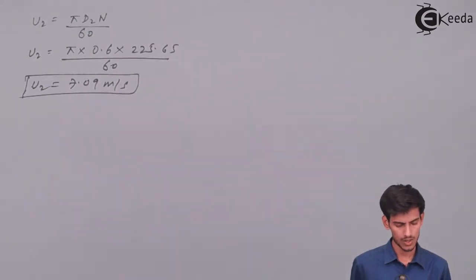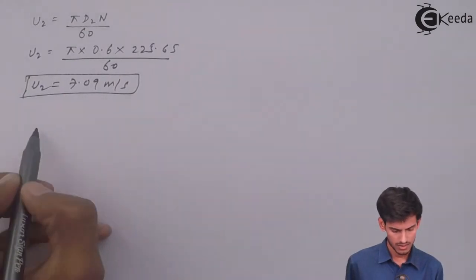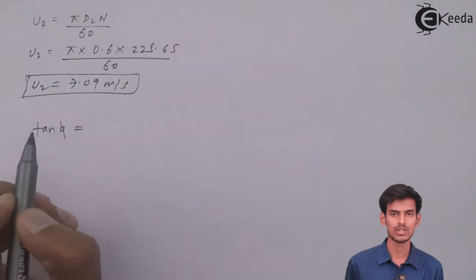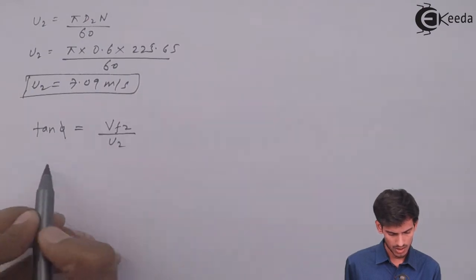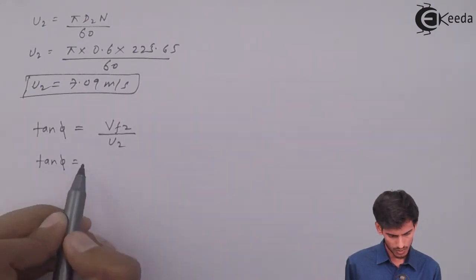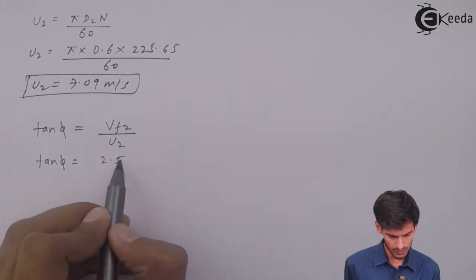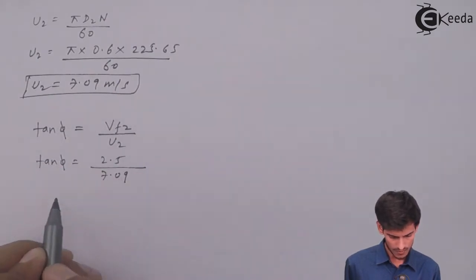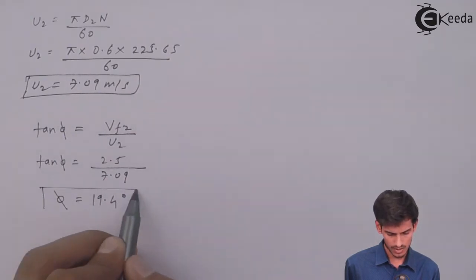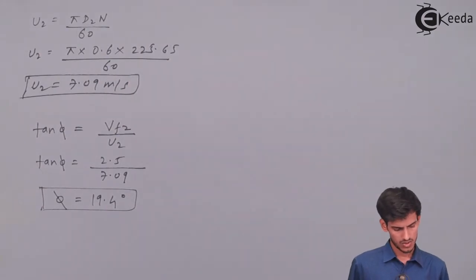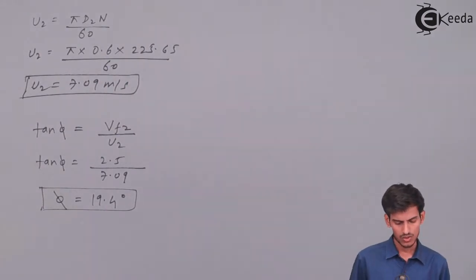Now we've got the value of U1 and U2. Now if you want to find the vane angle at the outlet, let's use the same tan concept over there. Tan of phi is nothing but opposite upon adjacent. The opposite side is Vf2 upon adjacent is U2. Vf2 the value is 2.5, U2 we have just calculated 7.09. After you simplify this, you get the value of phi as 19.4 degree. So you got the value of phi.